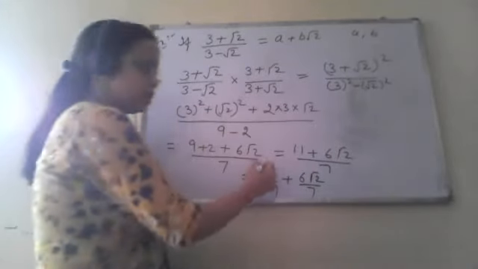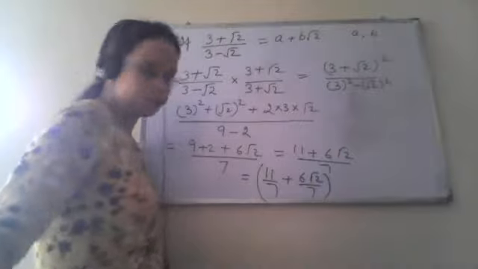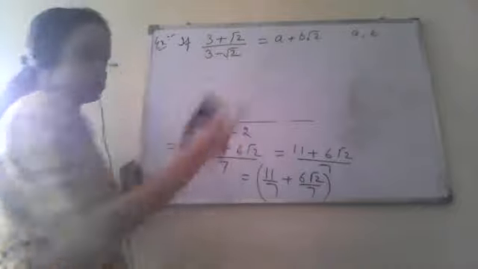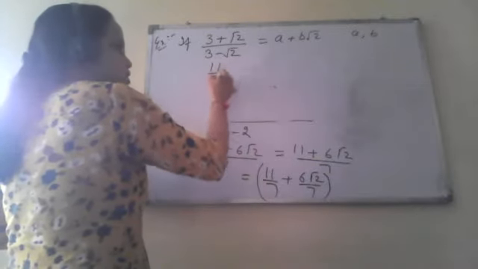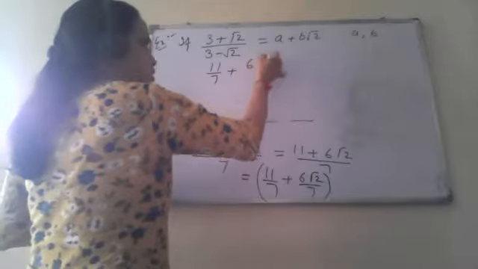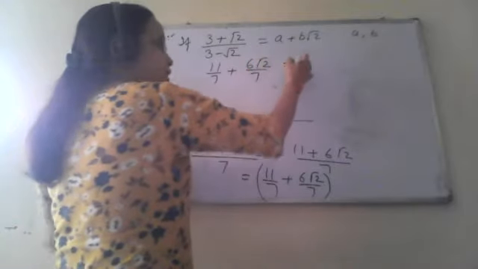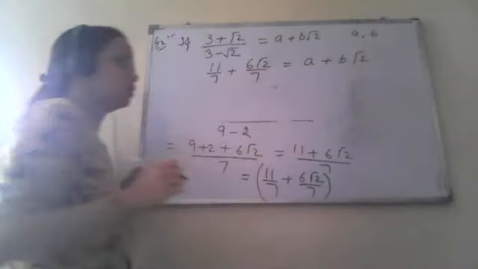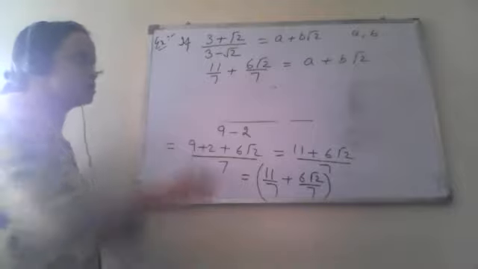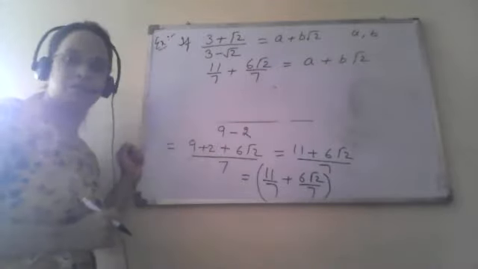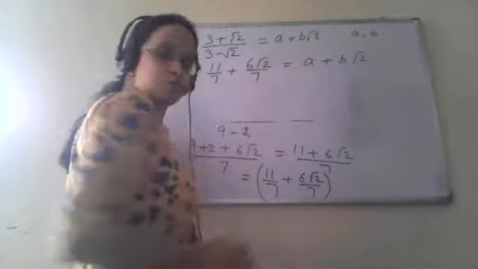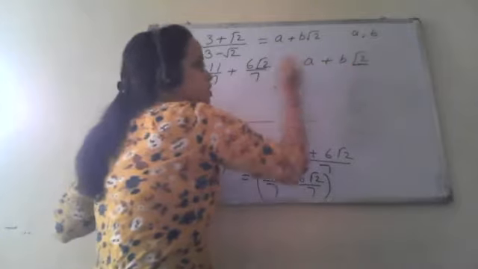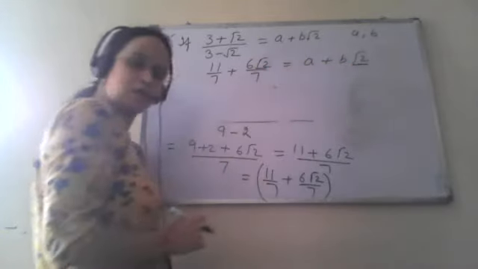Okay. So now we will compare this expression with this. We have got the answer of this expression as 11 upon 7. And this expression is given, which is equal to a plus root b root 2. Since these two expressions are equal, their corresponding terms will also be equal. There is root 2 here and root 2 here. So the coefficient of root 2 on both sides should be equal.